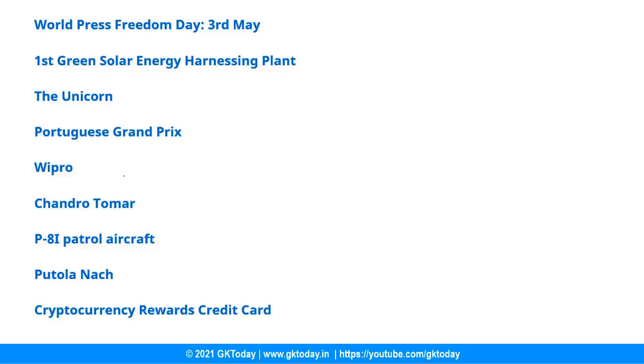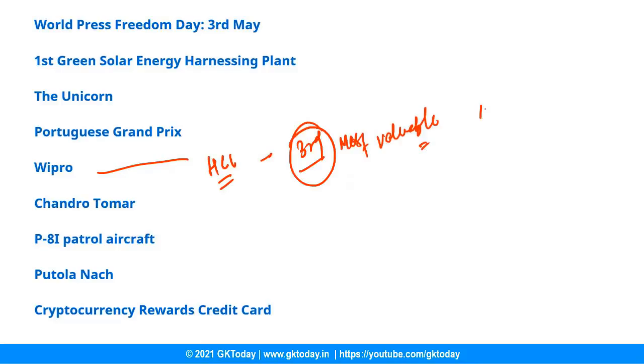Next is Wipro. So recently Wipro was in news as it surpassed HCL, and it became the 3rd most valuable Indian IT company. IT is information technology. Which is the most valuable company? It is TCS.